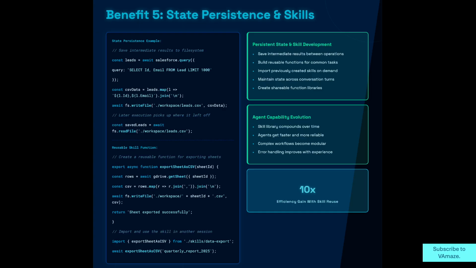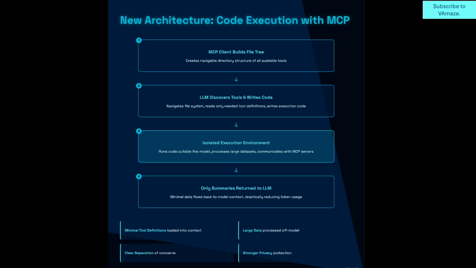But here's where it gets really interesting. Agents can also persist their code as reusable functions. Once an agent develops working code for a task, say converting a Google Sheet to a CSV file, it can save that implementation as a skill for future use. The agent writes the function, saves it in a ./skills directory, and can now import and use it in any future operation. Over time, the agent builds up a library of higher-level capabilities.